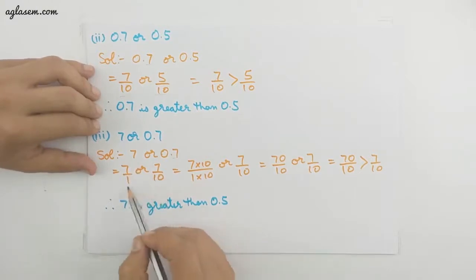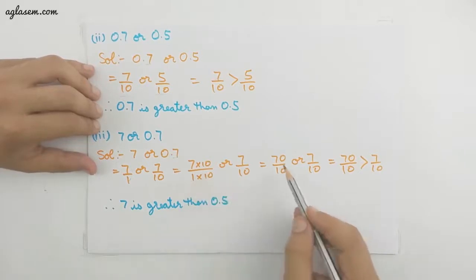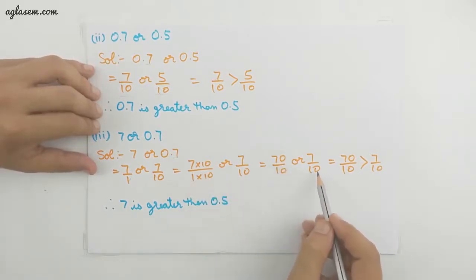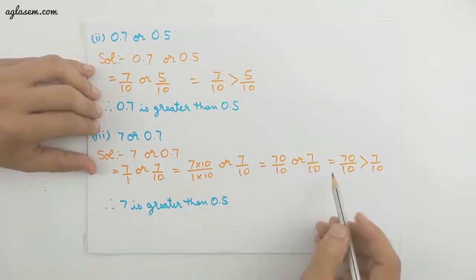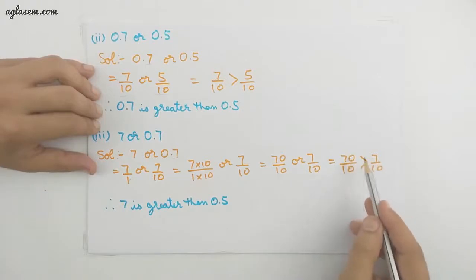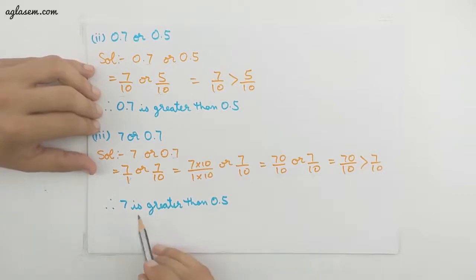Both the bases are not the same, so we will multiply the left side by 10, so that we can get a common base. We have to multiply 7 also by 10, so that we can keep it balanced. So the left side will be 70 upon 10 and the right side will be 7 by 10. As we can see, the bases are the same. Now we have to see which side is greater. 70 is greater than 7, so we can say 7 is greater than 0.7.